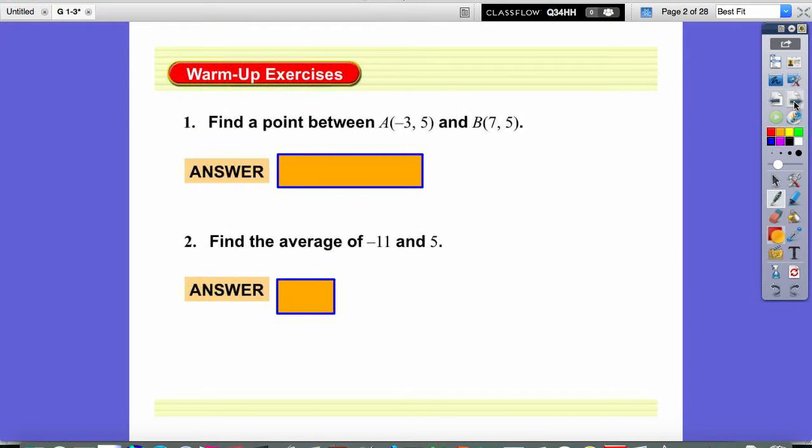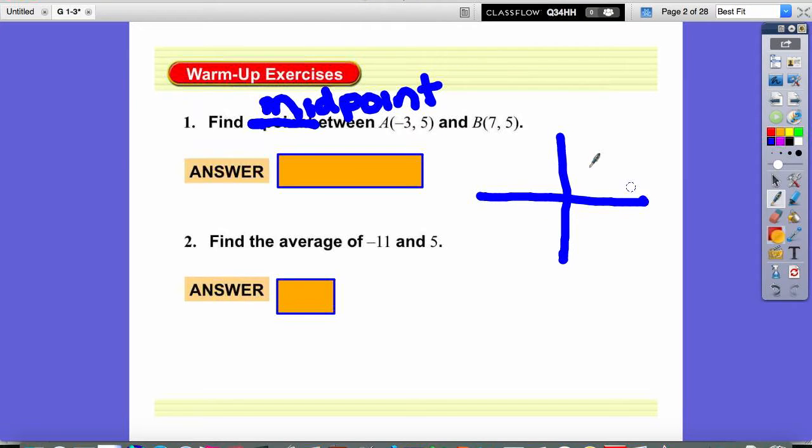So first, let's go through some warm-up activities. Find a point between -3, 5 and 7, 5. I want to change that and put midpoint because there are actually lots of points between -3, 5 and 7, 5. If you think about this, although you don't need to draw a picture, -3, 5 is going to be over here in quadrant 2. 7, 5 is going to be over in quadrant 1.